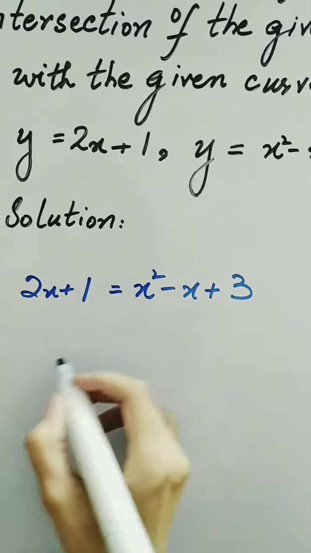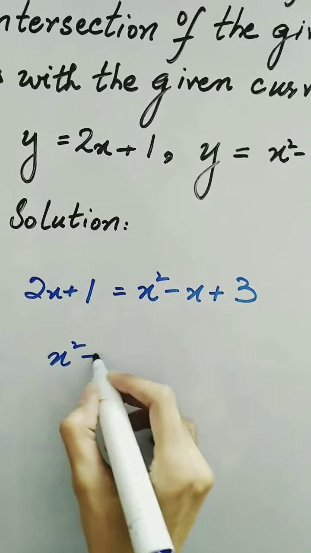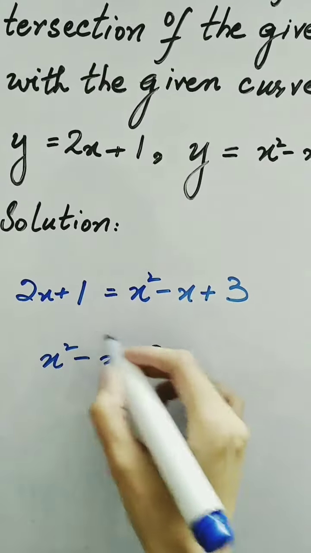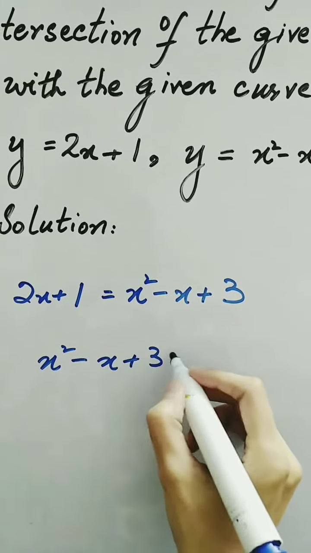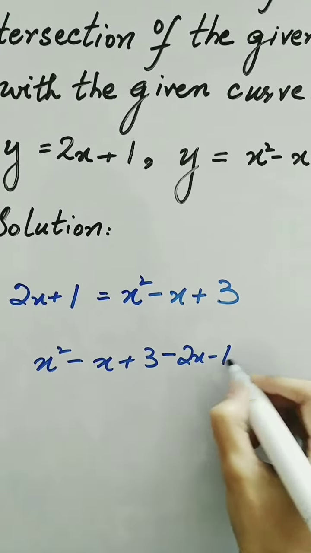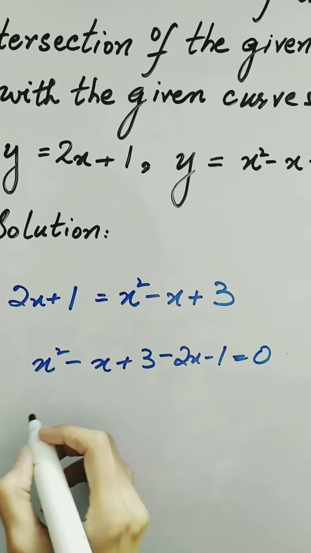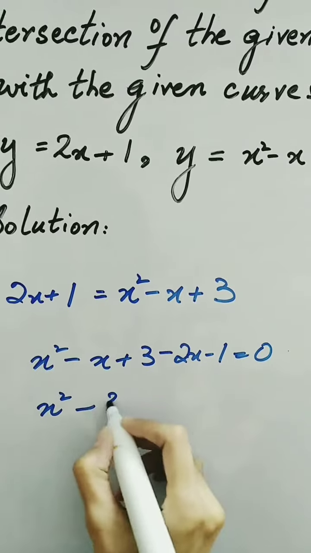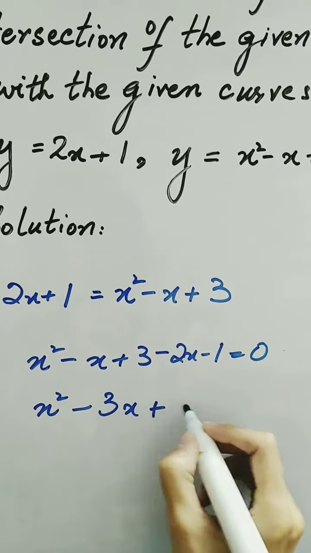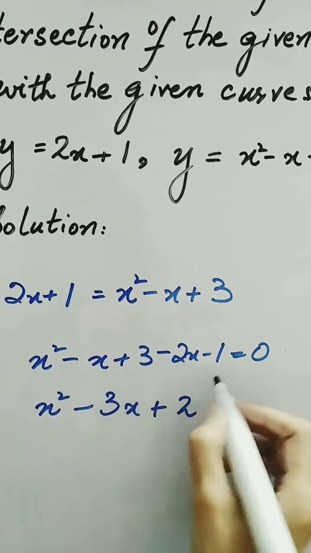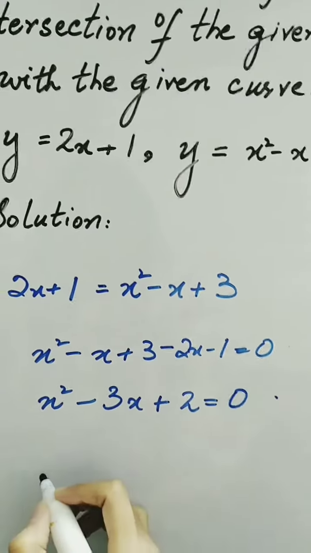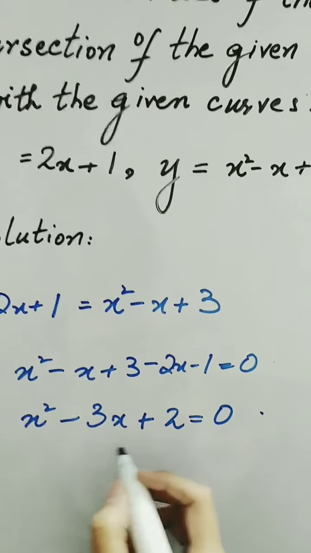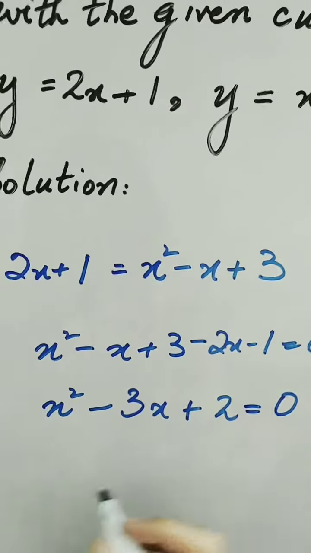Further solving, we will have x square minus x plus 3, and taking these expressions to the other side, we have minus 2x minus 1 is equals to 0. Now we have x square minus 3x plus 2 plus 3 minus 1 is equals to 0. Now, in order to find out the coordinates, we will factorize this equation.